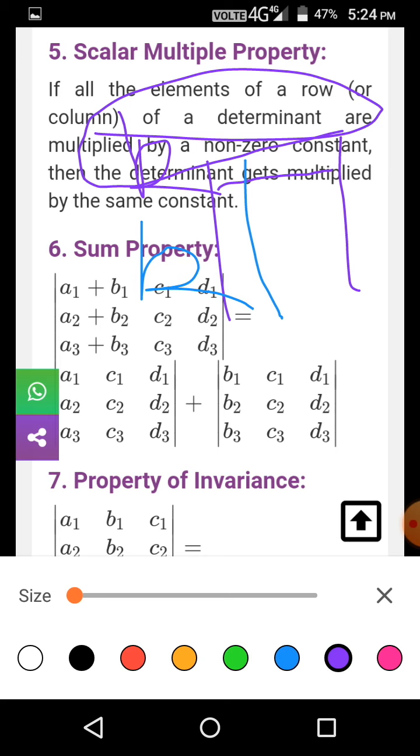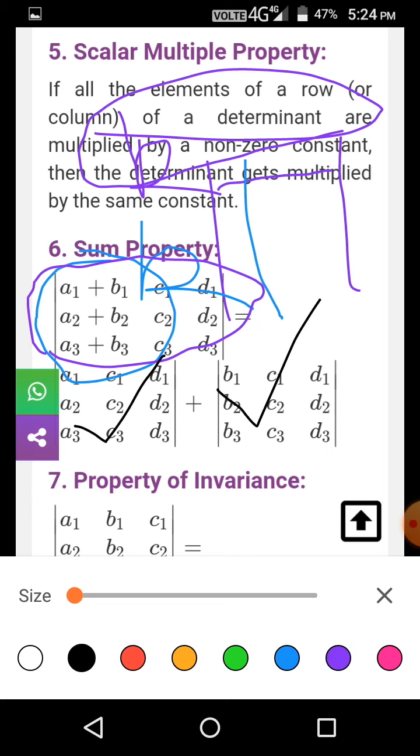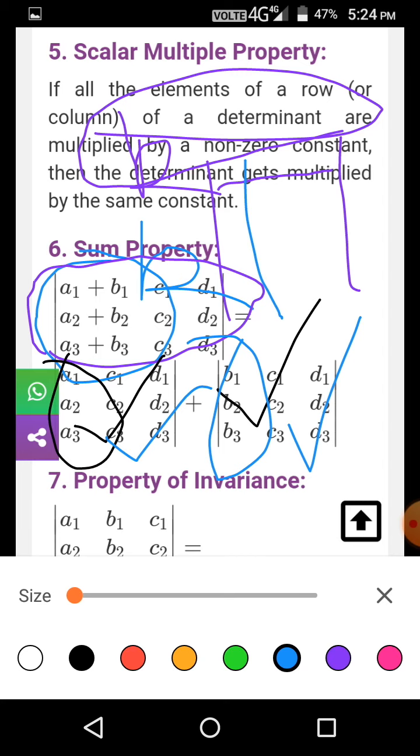Similarly, we have the sum property. What does the sum property say? If you have one column, look at this, it is written a1 b1, a2 b2, a3 b3, and then c1 c2 c3, d1 d2 d3. What he has done is split the determinant into two parts. Two different determinants we are getting. In the first one we write a1, a2, a3 as the first column, and in the second one we write b1, b2, b3 as the first column. c1, c2, c3 remain the same, d1, d2, d3 remain the same in both, as you can see here and here. This is a very important property, called the sum property.